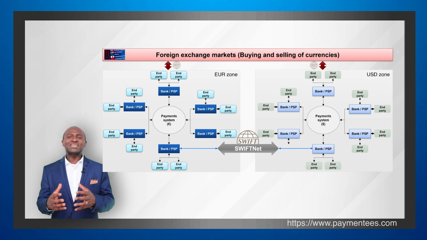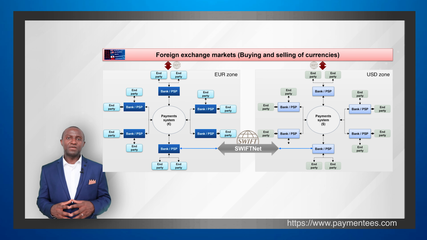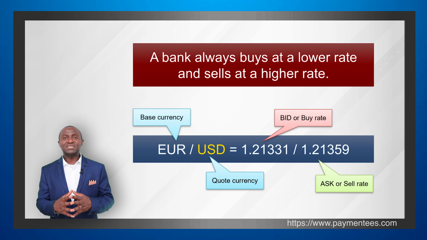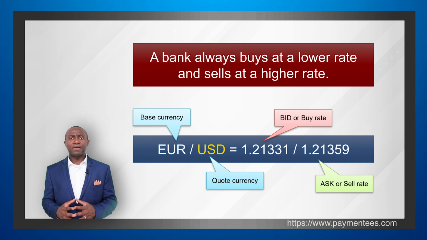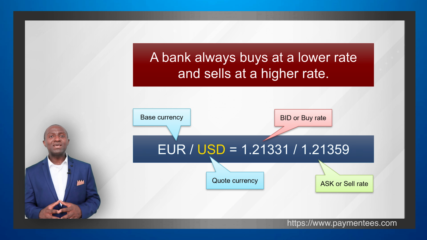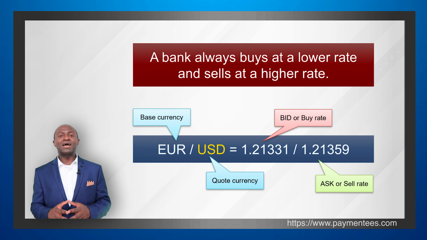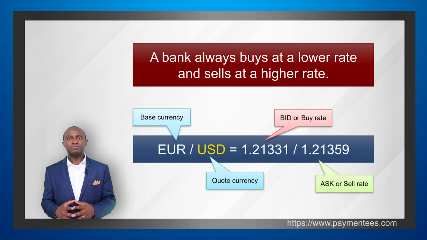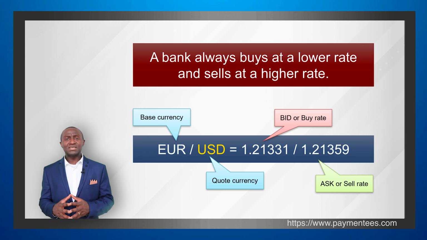A key rule in currency exchange deals is the following. A bank always buys at a lower rate and sells at a higher rate. In a currency pair, the bid or buy price is always on the left and the ask or sell price is always on the right. The Euro-US dollar rates presented here are from the dealer's perspective. In cross-border payments, the dealer is the bank. The bid rate is the rate at which the bank will buy USD against Euro, and the ask rate is the rate at which it will sell USD against Euro.